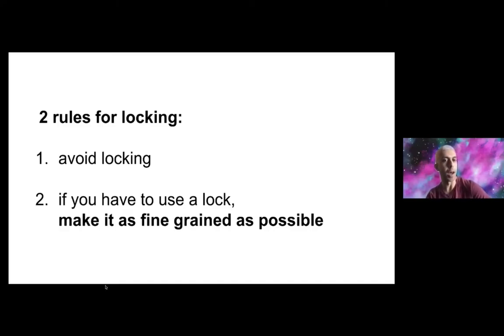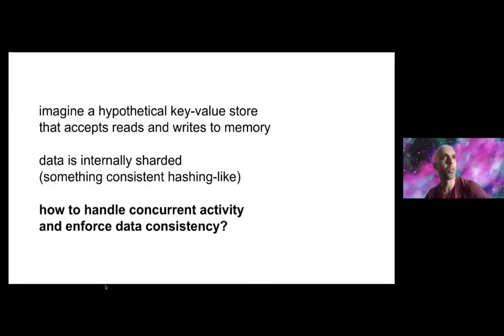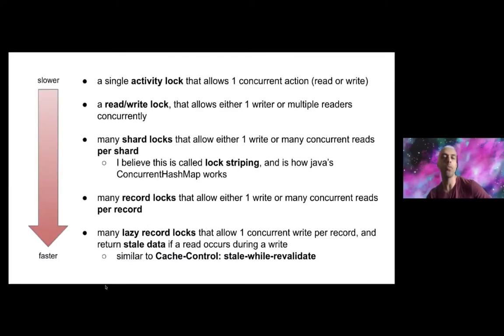If you have to use a lock, try to make it as fine-grained as possible. And so let's imagine here that we have a hypothetical in-memory key value store, and the data is internally sharded or partitioned somehow. And the question here is, how do you handle concurrent activity to make sure that your data stays consistent?